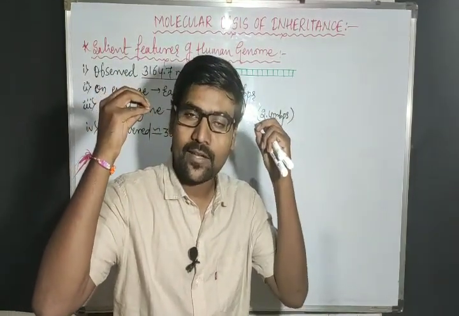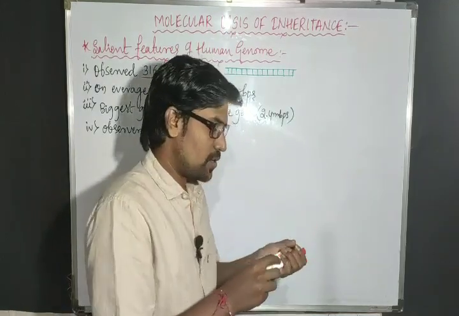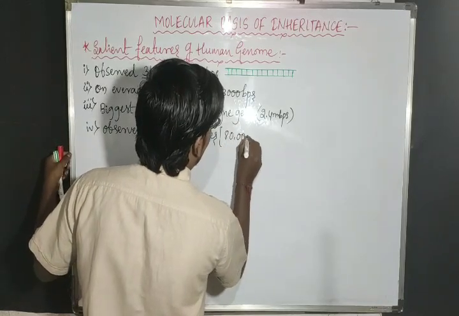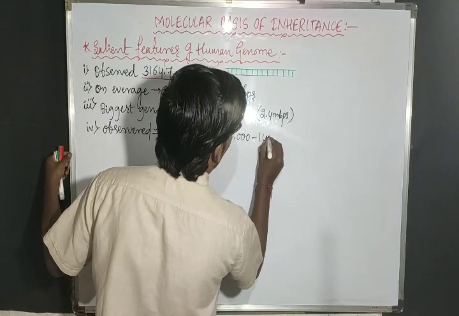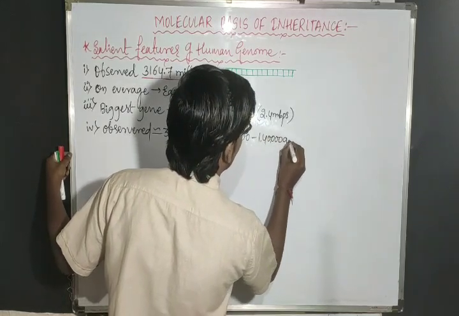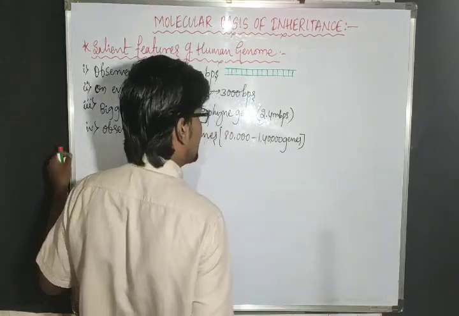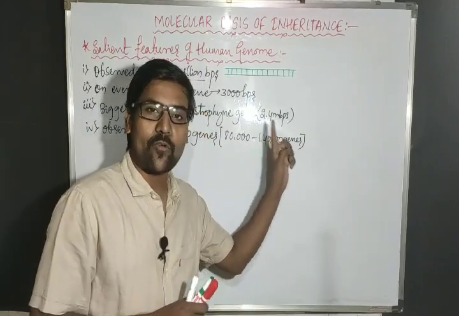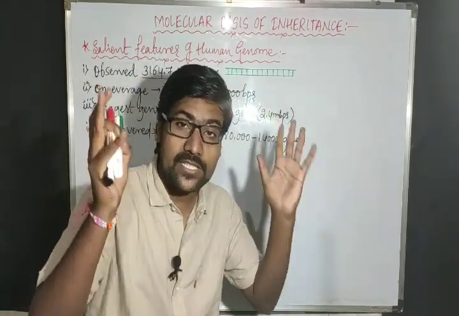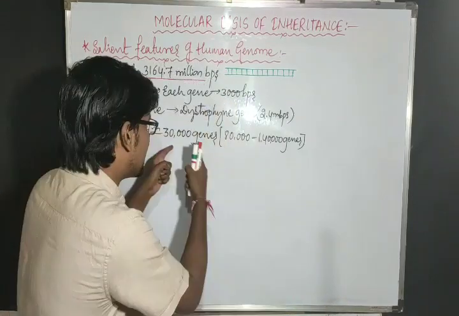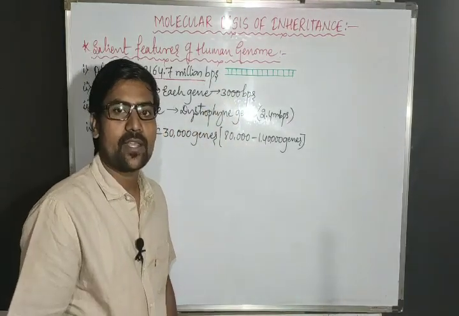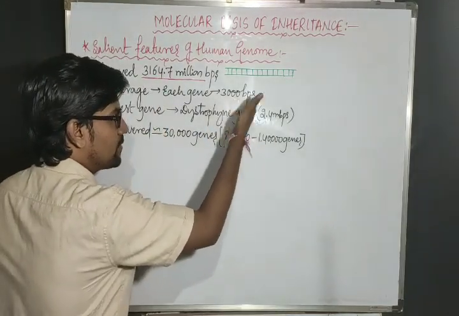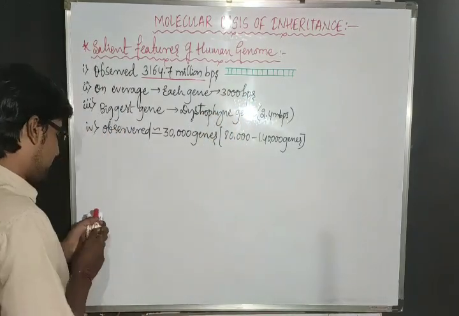Actually, the earlier estimation, that is, before starting the Human Genome Project, they had an estimation. According to that, they estimated 80,000 to 1,40,000 genes. Scientists estimated 80,000 to 1,40,000 genes, but actually they sequenced 30,000 genes. On average, for these genes they counted 3,000 base pairs for every gene.